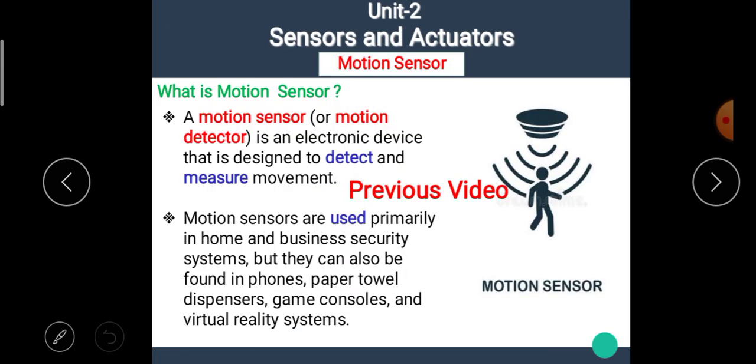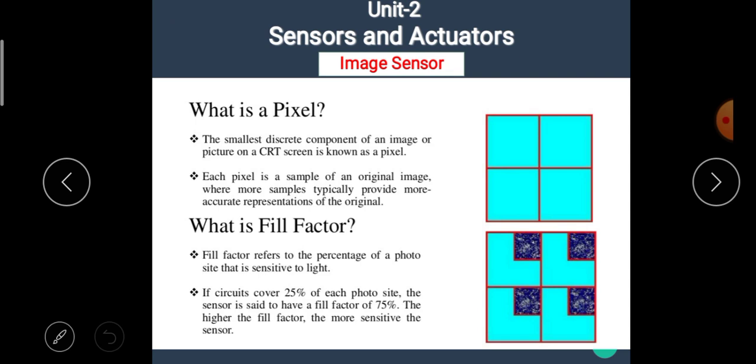In the previous video, we have seen the details about the motion sensor. The link of the previous video is available in the description box. Please check it. Now, in this video, we are going to see the details about the image sensor.